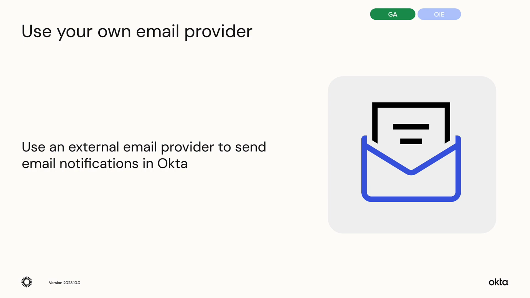Use your own email provider. You can now use an external email provider to send email notifications in Okta. By default, email notifications such as the welcome email or an account recovery email are sent through an Okta-managed SMTP server. However, you can configure a third-party email provider in Okta and send these emails through it. Adding a custom email provider gives you more control over your email delivery.